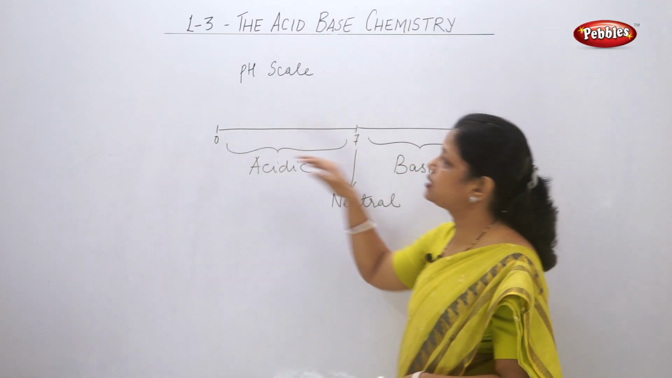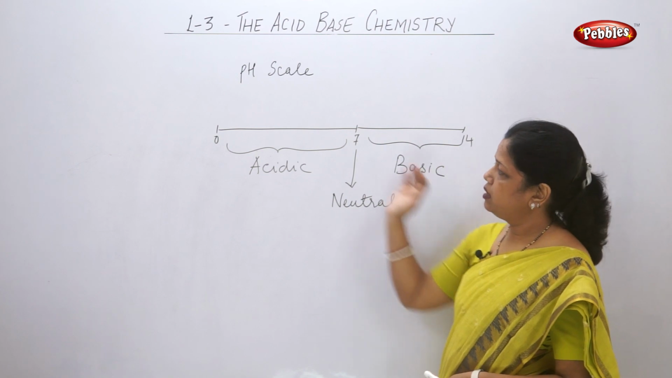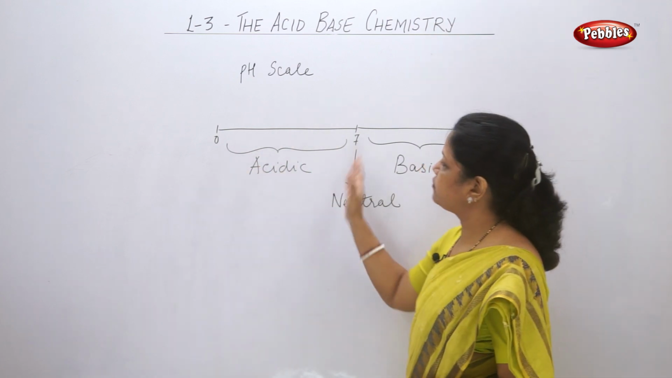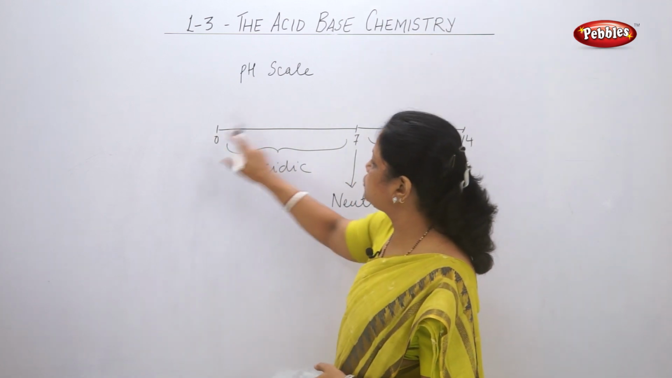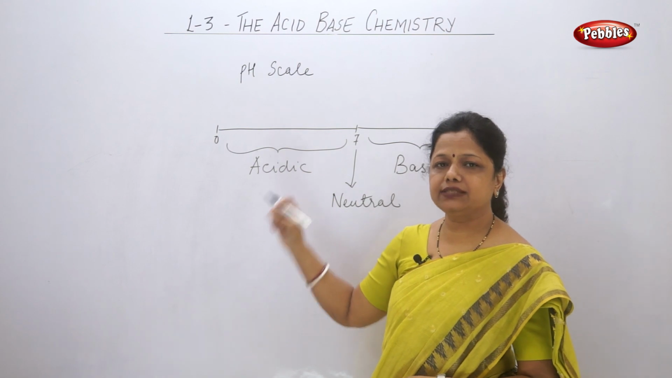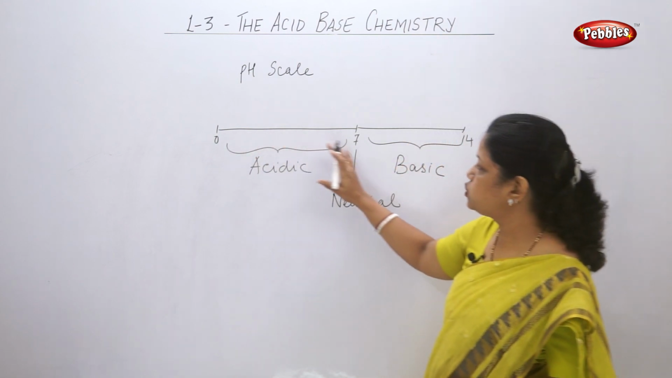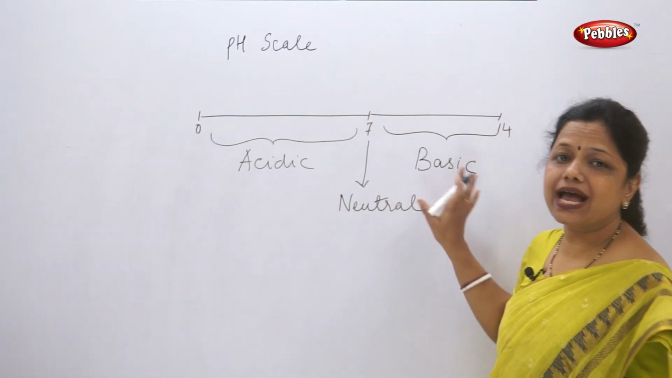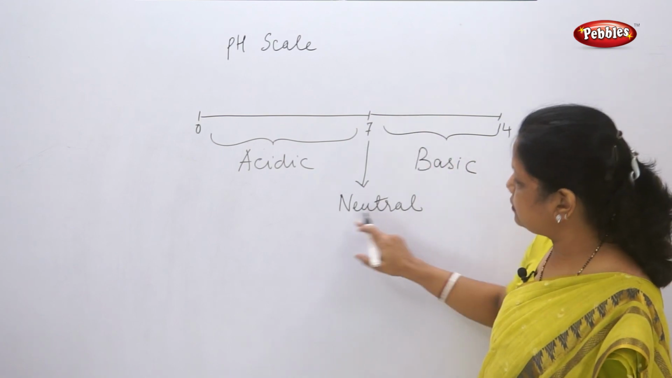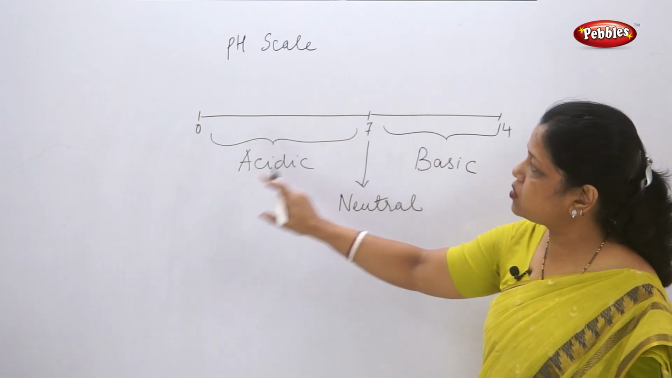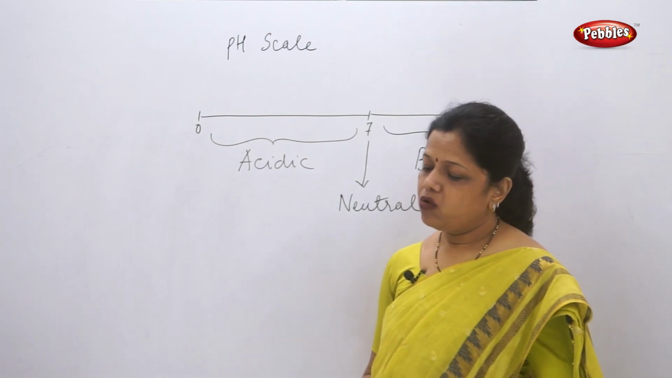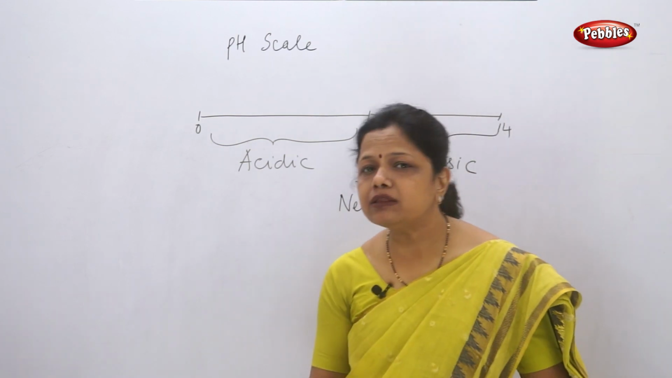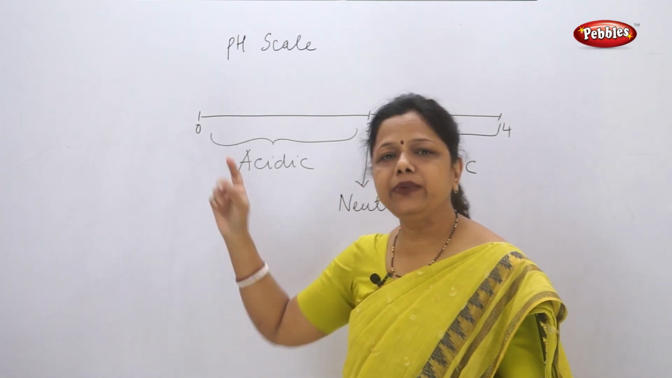Now this is the pH scale which I was talking about. Its scale starts from 0 to 14. Between 0 and 7, we have 1, 2, 3, 4, 5, 6. This scale shows 0 to 7 as acidic. From 7 to 14, it shows as basic. And at 7, it is neutral. This is called the pH scale. What can we find from the pH scale? We can find the strength of acid and base from a pH scale.